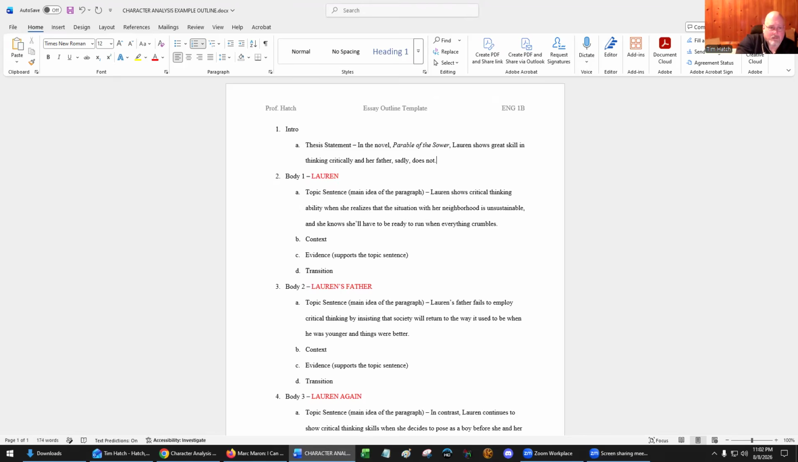So for this, it's just Lauren shows great skill in thinking critically, and her father sadly does not. That is not a great thesis statement, but once again, it's allowed to suck. If you turned in an essay with this thesis statement, it would be communicating what it needs to communicate, and I wouldn't take points off for it. Unless it was also misspelled or whatever, but that never happens anymore thanks to AI.